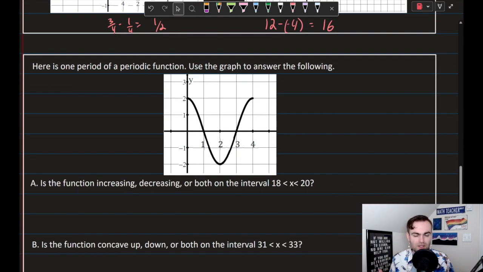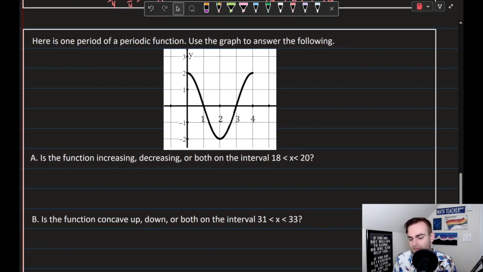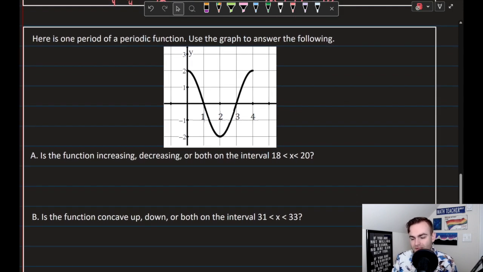Let's answer some questions about a function only being given one period. So this is where we can do something cool, and I'm going to try to introduce to you guys what's called modular arithmetic. But I don't want to stress you out now about it. I really want us to play with it in class. But essentially, we are given this nice curve.